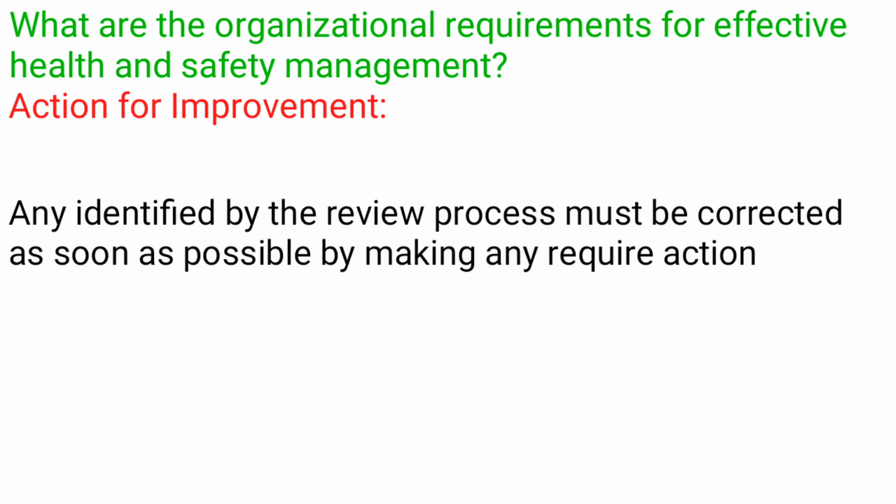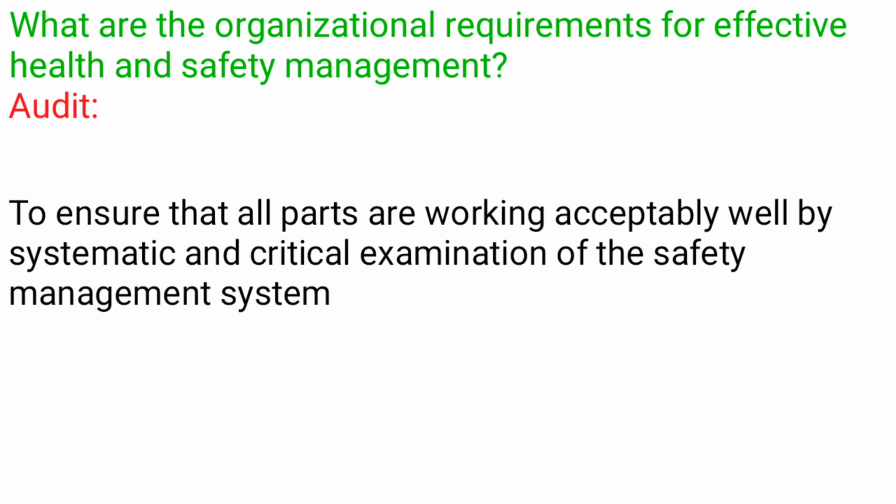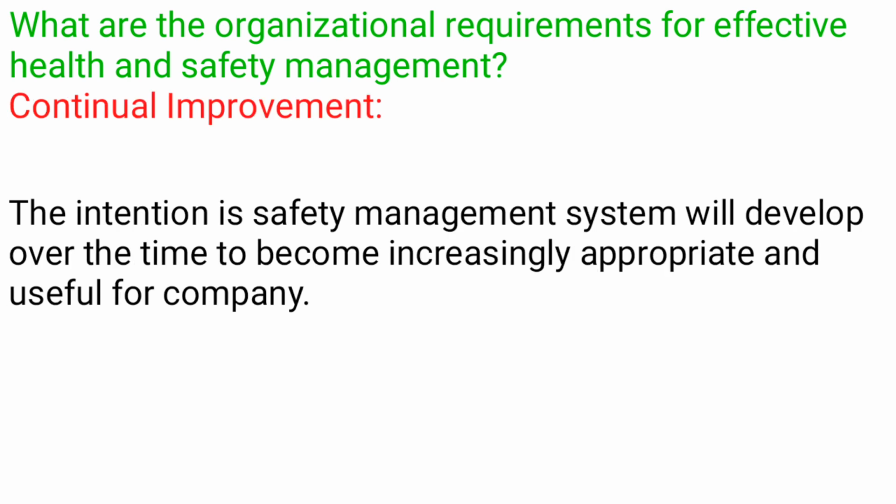Action for improvement. Any issues identified by the review process must be corrected as soon as possible by making any required action. Audit. To ensure that all parts are working acceptably well by systematic and critical examination of the safety management system. Continual improvement. The intention is that the safety management system will develop over the time to become increasingly appropriate and useful for the company.